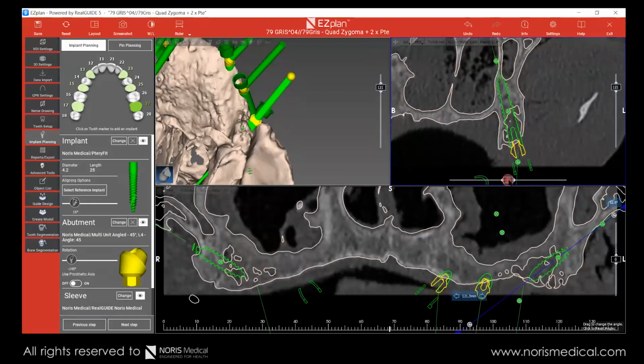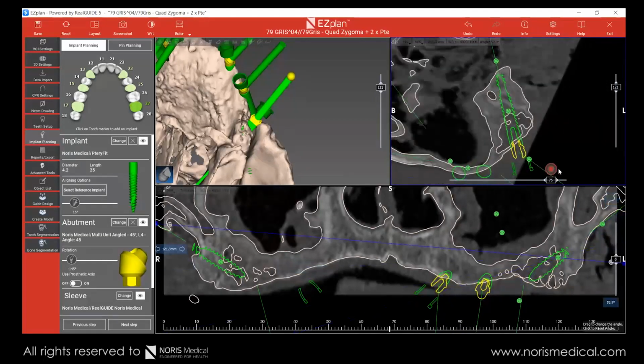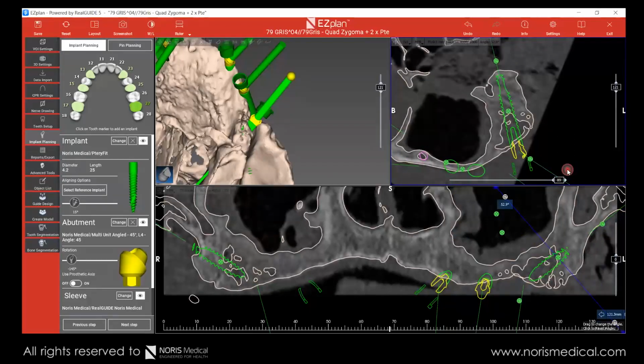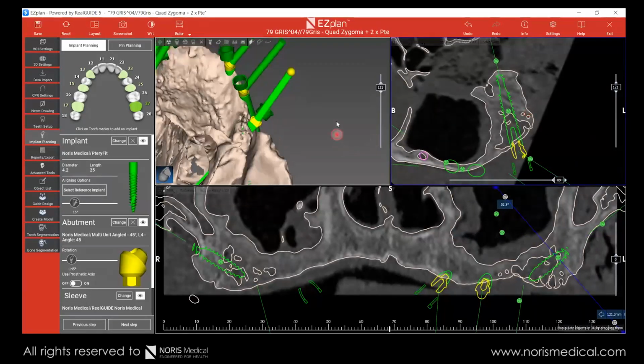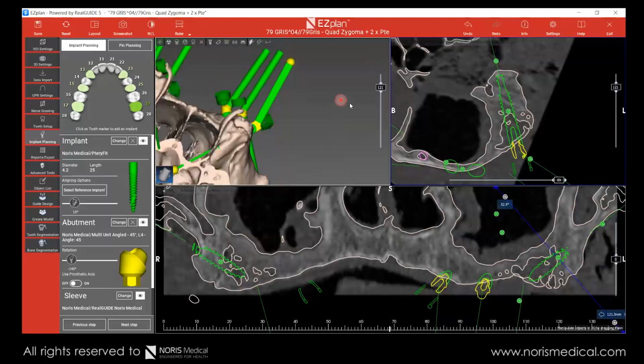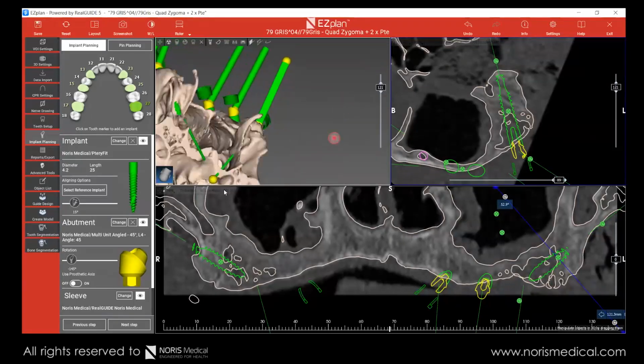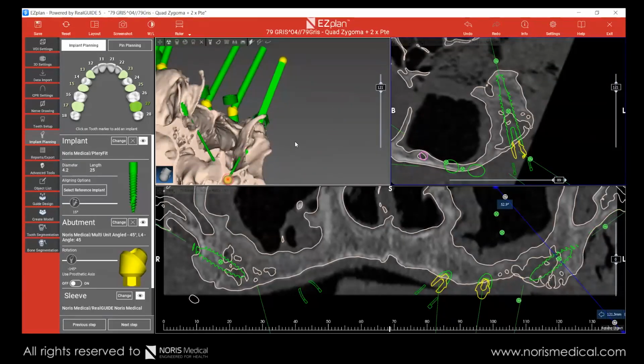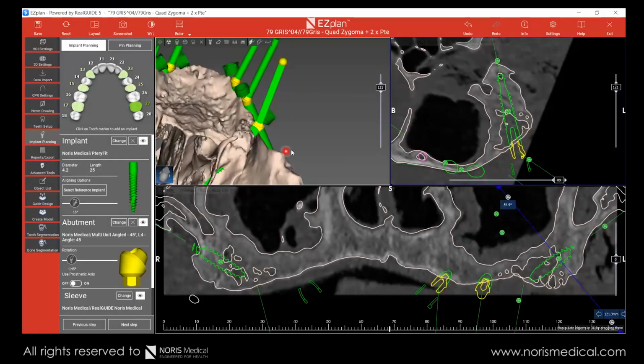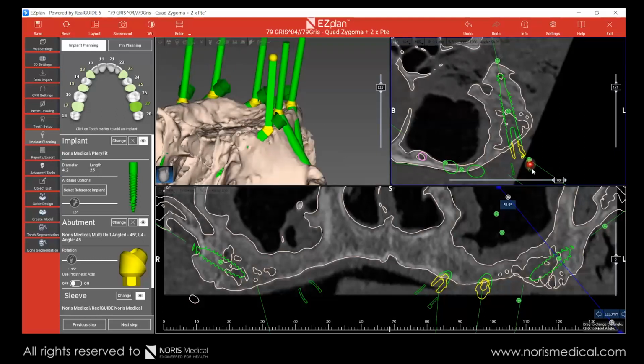And when I rotate myself, I want to see that actually now, you see, I am here right now in the medial plate. I'm going towards the medial plate. I could take the implant further distal this way.